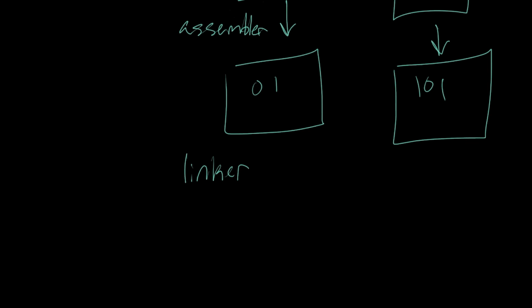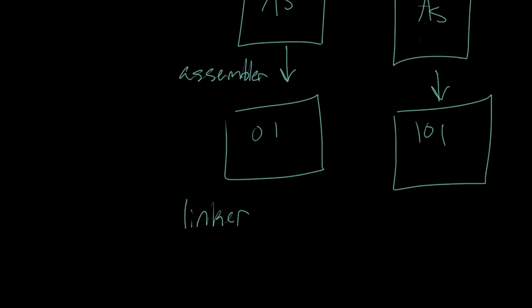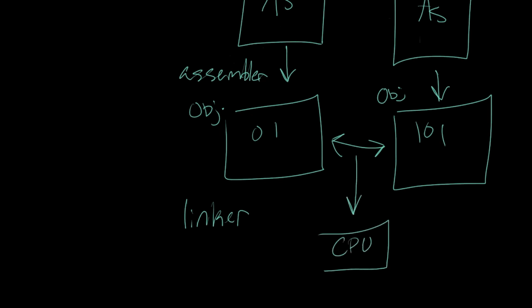And one thing to mention is these individual binary files that make up the program, these are called object files or OBJ files. So they have the extension OBJ. So these are two individual OBJ files, and then the linker just has the job of linking the OBJ files together. And now it's one complete program, and we can send this program to the CPU for execution.